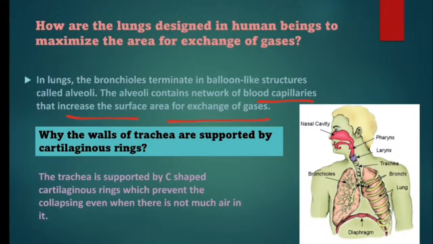Okay, why are the walls of trachea supported by cartilaginous rings? Now, as you all know, this trachea is basically a muscular organ. Okay, it's just like the esophagus. It is a muscular organ and it is supported by C-shaped cartilaginous rings so that it prevents collapsing even when there is not much air in it. So there is a chance that this muscular organ can collapse, can get stuck with each other, and this is avoided with the help of the C-shaped rings.